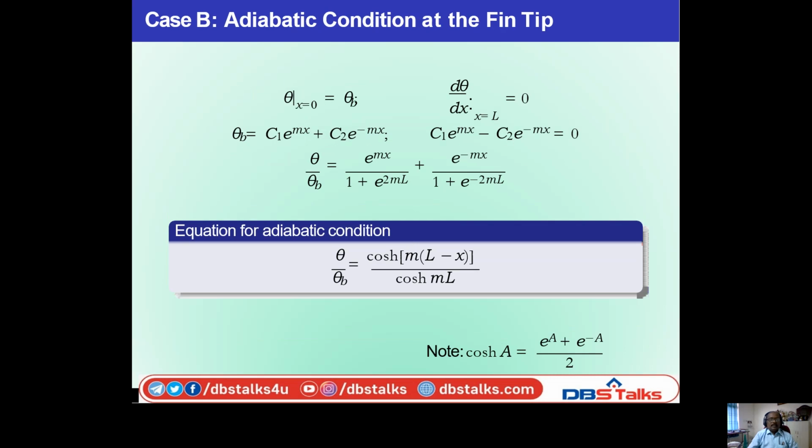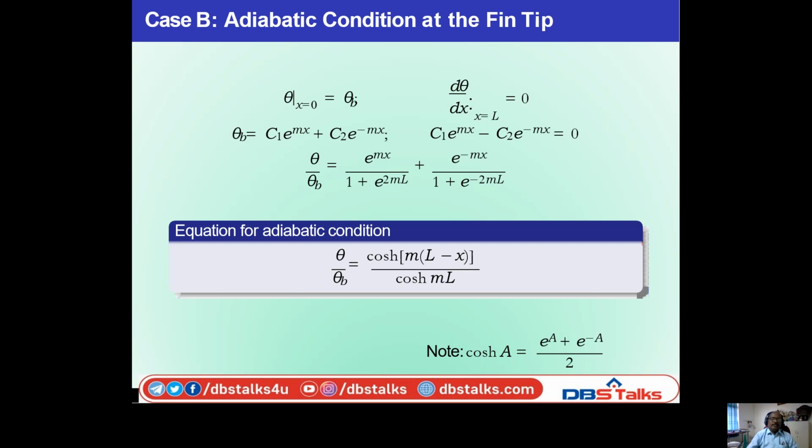There is another type, case B, that is the adiabatic condition at the fin tip. Adiabatic condition means there are no heat losses, so the fin tip is insulated. If the fin tip is insulated, how do we find the heat transfer in the fin? For this also we have a general governing equation, where again you have to find C1 and C2, so you have to apply two boundary conditions.